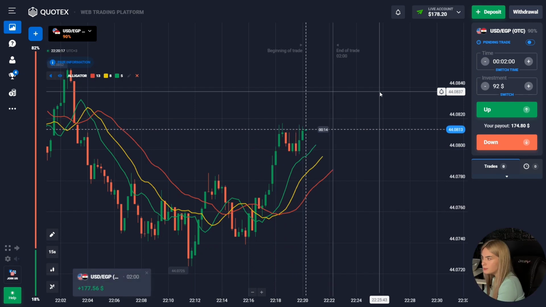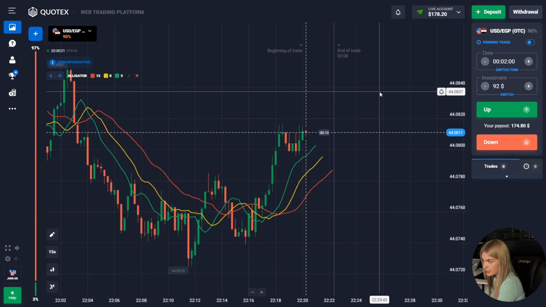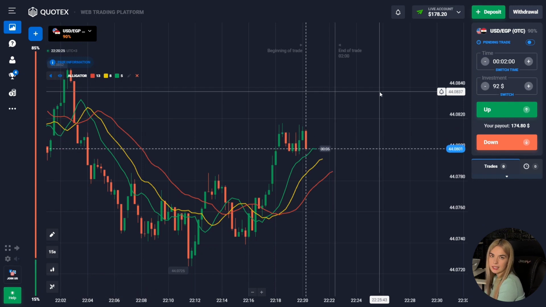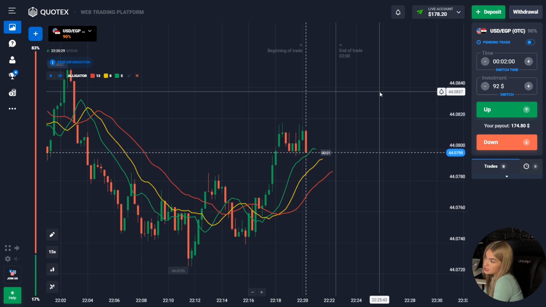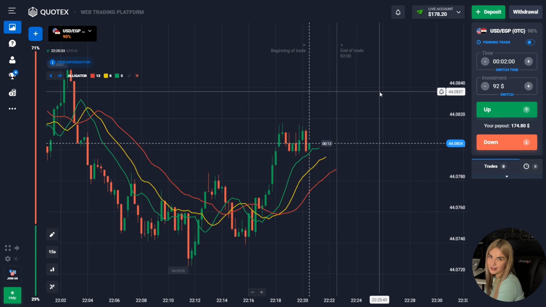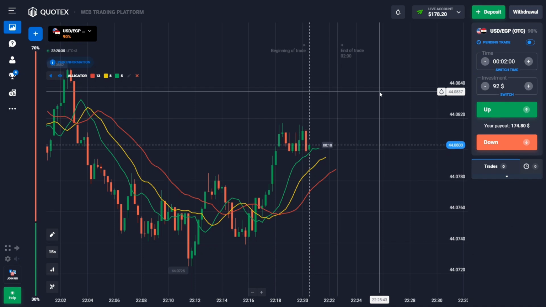Well, it's not bad. As you can see, the price didn't show a big increase, and thus our deal closed above the entry point. Guys, we got the profit from this deal, and as you can see, 2 minutes in this situation was totally enough, and I suggest that we continue and find another entry point.